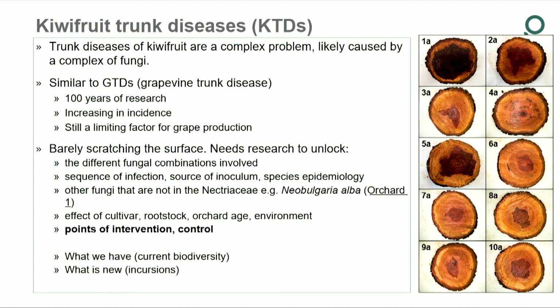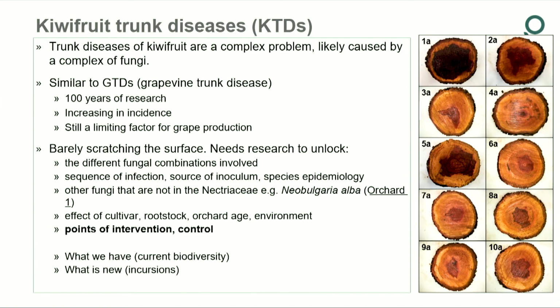They, however, have had 100 years of research on theirs, and they are still increasing in incidence. And there's still a limiting factor for grape production, not only worldwide, but here in New Zealand. So we are barely scratching the surface of what is happening in kiwifruit. It really needs research to unlock the different fungal combinations involved, the sequence of infection, and the source of inoculum, what is coming first, where is it coming from, the species epidemiology for each of these organisms.